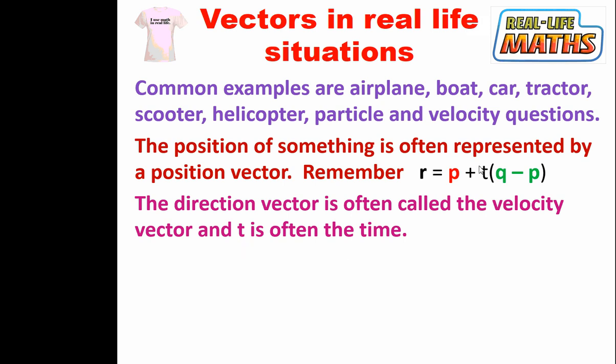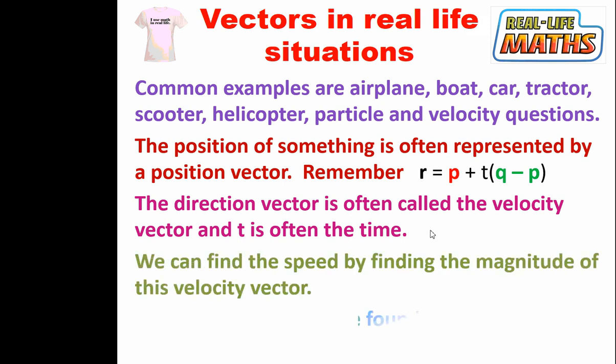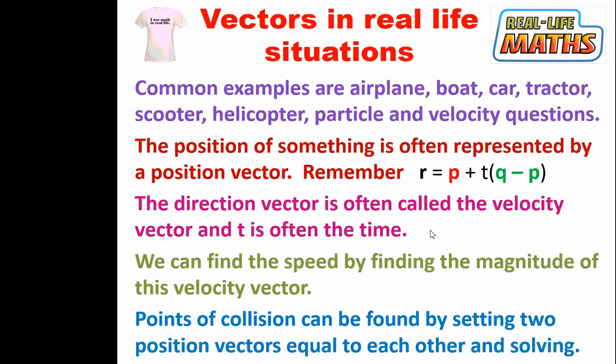So in these real life applications, the position of the thing, like the boat or whatever, is quite often used to find the p vector, and the direction vector is often found using velocity, and t, a common application of t is time. So you probably see that come up a fair bit. So we can find the speed by finding the magnitude of the velocity vector, because speed is a scalar quantity, so it has a magnitude only, not a direction. So if you find the magnitude of the velocity vector, it'll give you the speed. Points of collision is a common application, like where will a scooter crash into a helicopter and so on, that kind of thing.